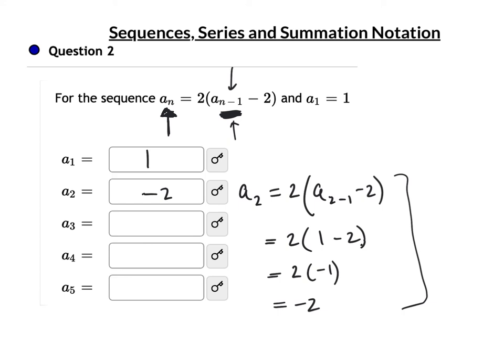Follow that process. Okay, to get my next term, that's a sub n, I take the previous term, which is negative 8, subtract 2, that's negative 10, and multiply by 2, and I get negative 20. Apply that one more time. Take the previous term, negative 20, subtract 2, that's negative 22. Multiply by 2, that's negative 44.